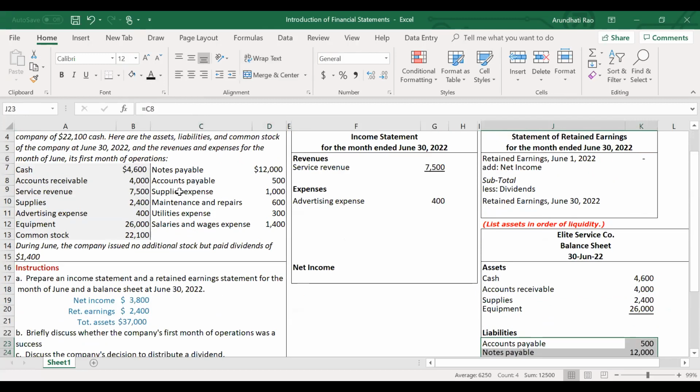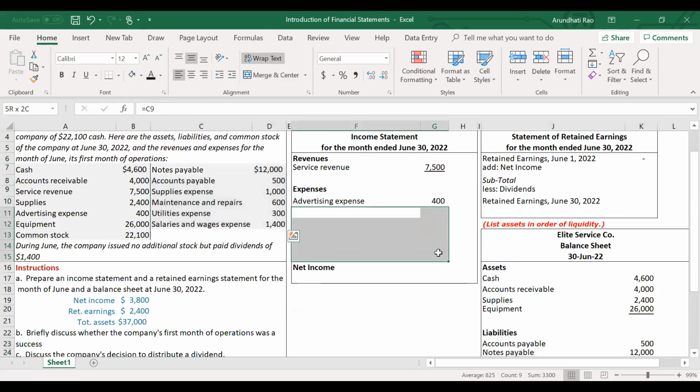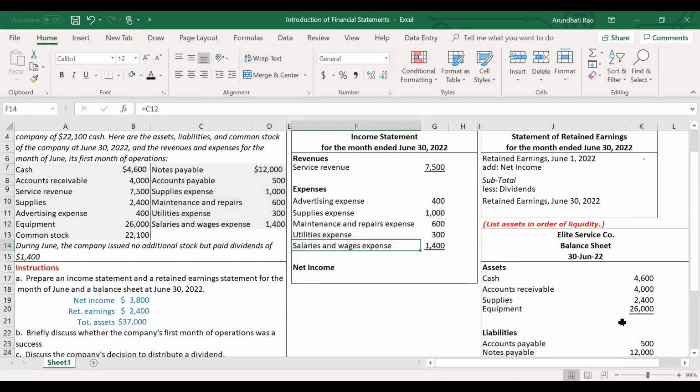Okay. And then I have supplies expense, maintenance and repairs expense, utilities expense, salaries expense. All of these are expenses, which means they will all come over here under this list of expenses. Okay, so I have put all the information that was given over here in these financial statements.